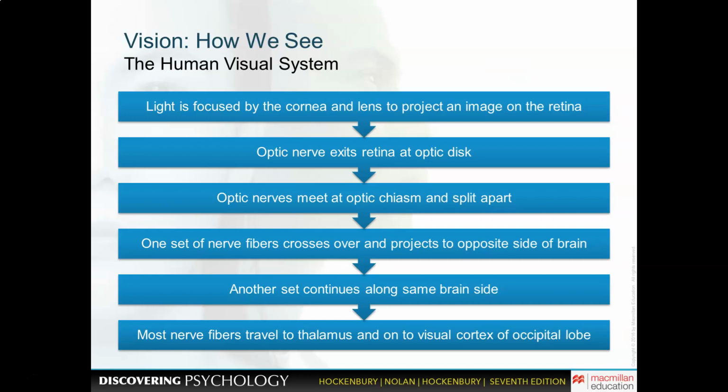So this is how we see. This is the human visual system. I'm not going to read through each one of these, but I definitely recommend that you pause the video here, take notes, and become aware of some of these important concepts and terms. I will briefly go through this in order, to save time. First of all, the light reaches our cornea and lens, and then it projects the image of what we are perceiving onto the retina.